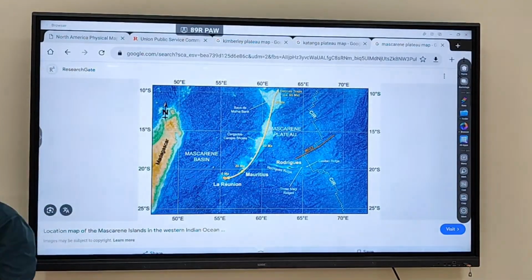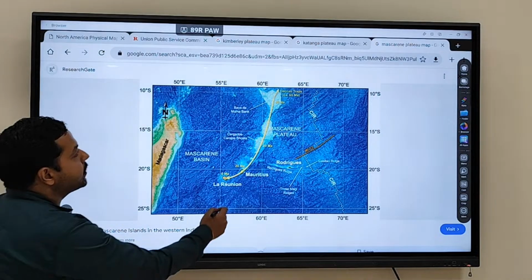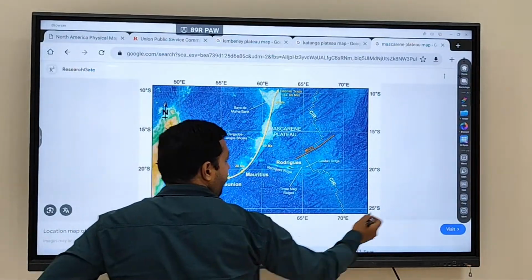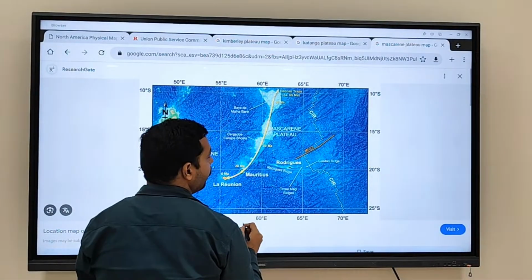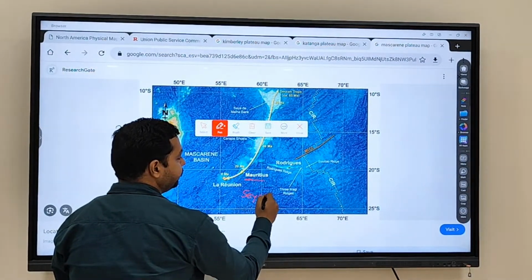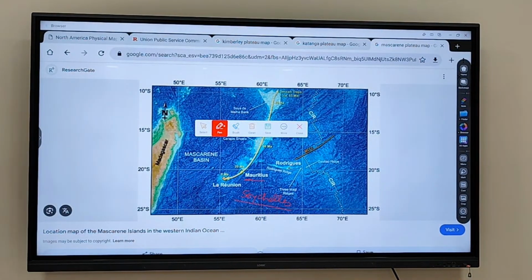Fine. So write down regarding Mascarene Plateau. It lies in the Indian Ocean and extends between Mauritius and Sicily Island. Mauritius and Sicily Island. Clear? Next important plateau is Mexican Plateau.